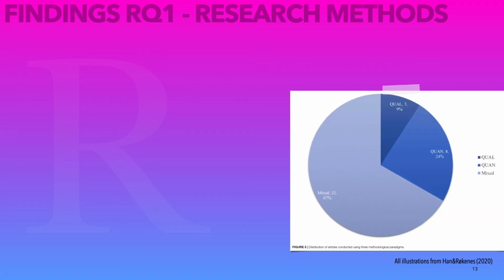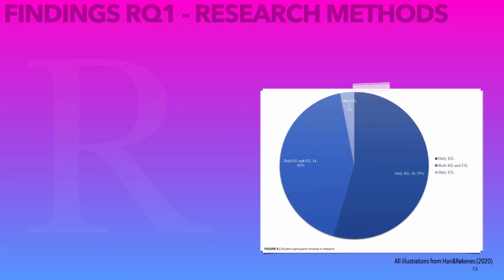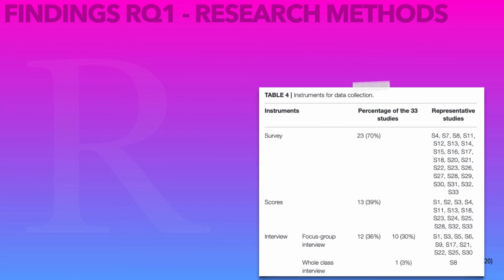Regarding the method, most were mixed method studies. On the distribution of participants, over half had only an experimental group, whereas the other half used both experimental and control group, except for one which had only a control group. And finally, survey was the most common instrument for data collection.